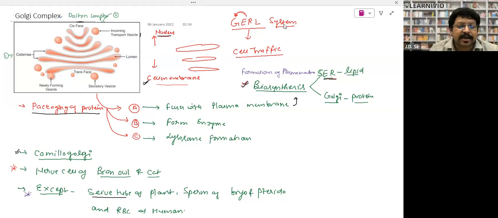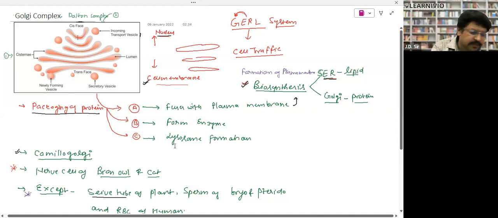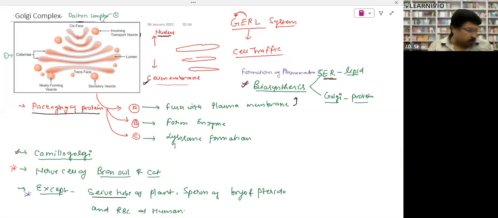The second kind of vesicles are released from the cell; they carry enzymes. The third kind of vesicles live inside the cell in spherical vesicular form, and they form lysosomes. So the formation of lysosomes also takes place from the Golgi complex. So there are three functions of Golgi complex. This was discovered by Camillo Golgi, right? The name of the scientist is Camillo Golgi.